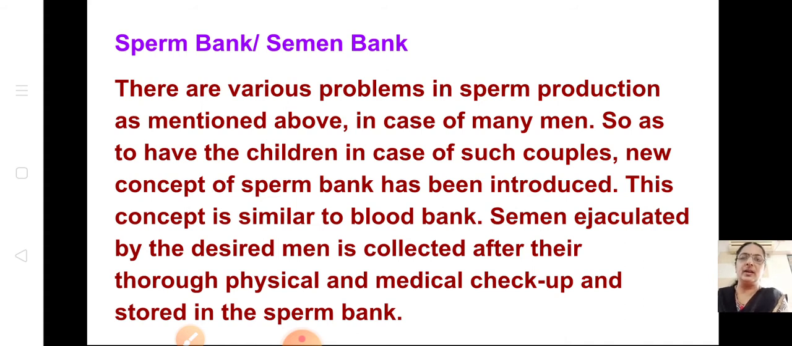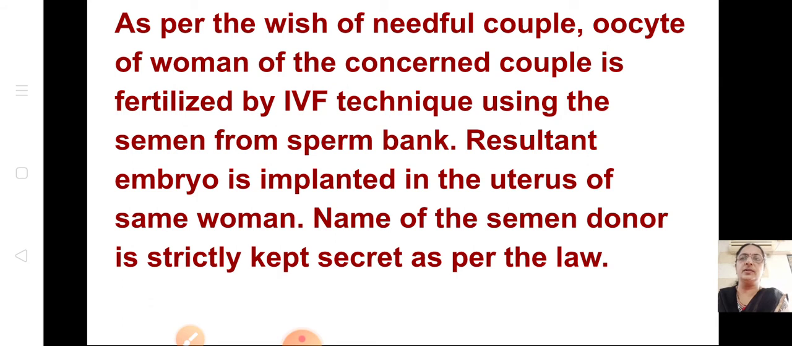So the sperm is taken, and they will do a thorough medical checkup. They will see that there is no disease, and no genetically transmitting disease, or any other disease. They will check them thoroughly, and then the sperms are collected and stored just like the blood bank. Okay, and as per the wish of the needful couple, the oocyte of the woman of the concerned couple is fertilized by the IVF method using the semen from the sperm bank.